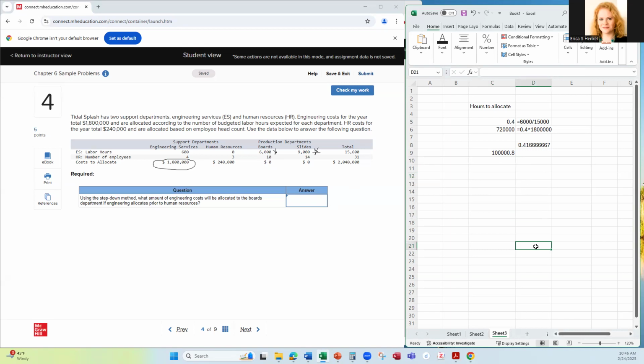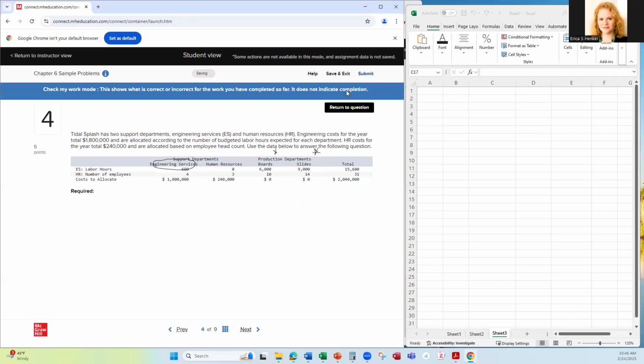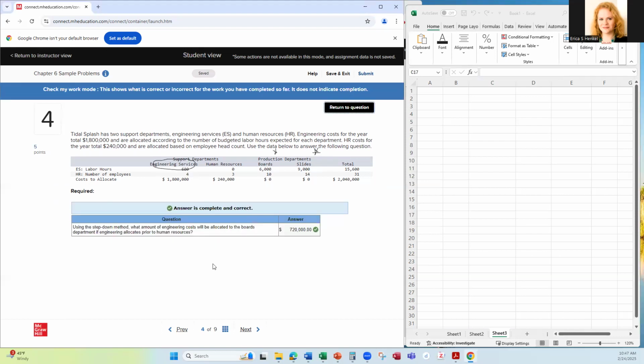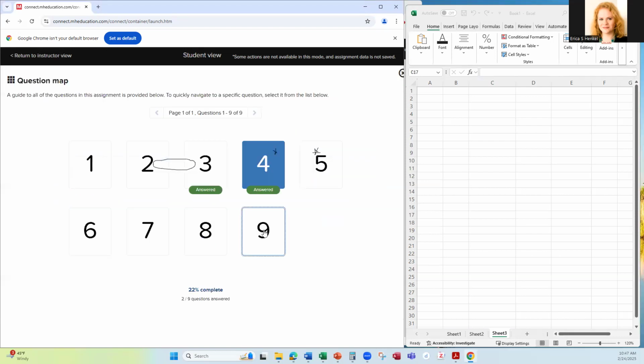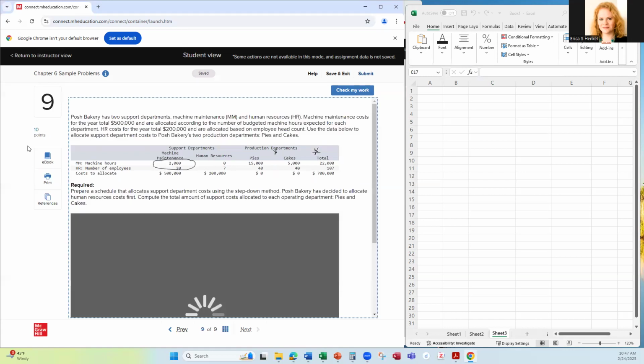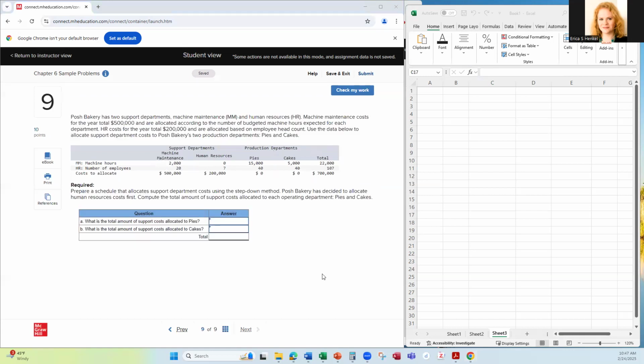to the slides department. So this one, let's jump to problem number 9 because it's actually a complete step down problem that asks about each department, and that'll be a little bit more conclusive here. Sorry, and this one was the 700,20,000, just in case anyone didn't catch that there. All right, but jumping forward to problem number 9, which is another step down problem.